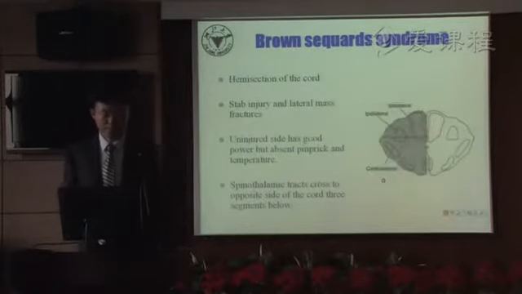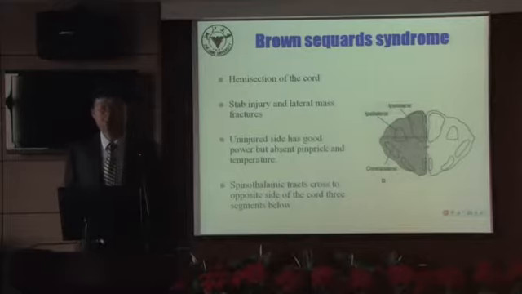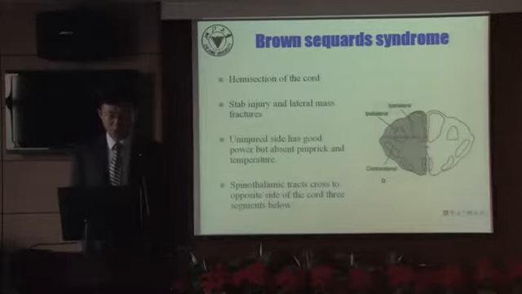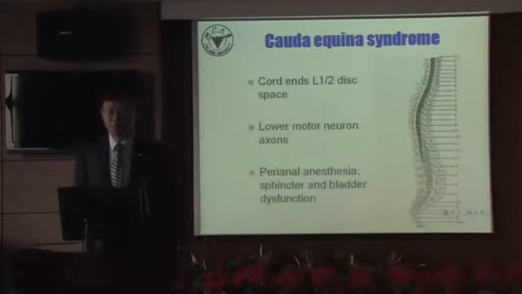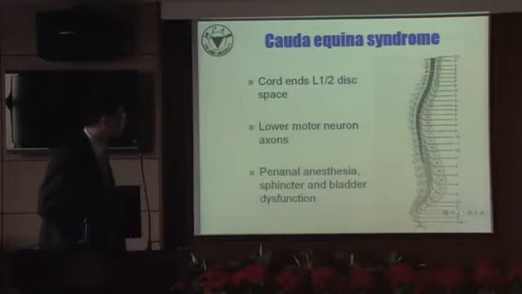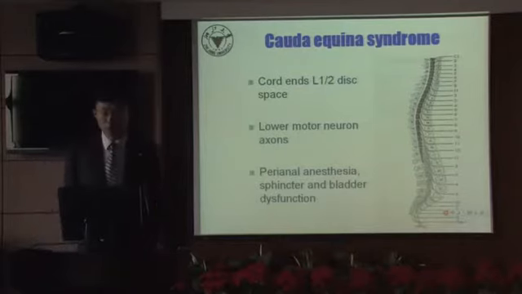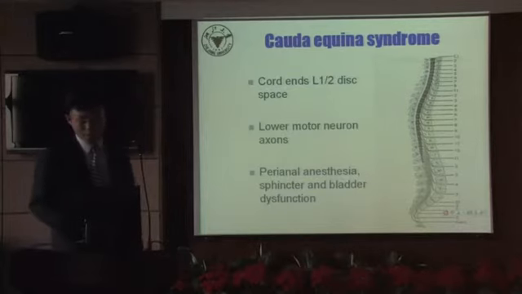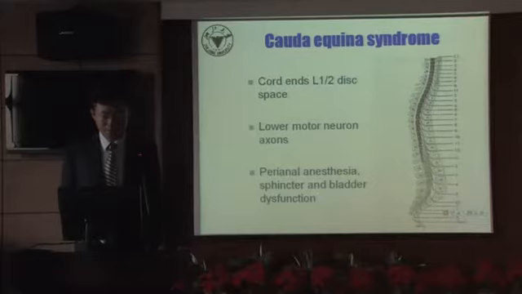Brown-Sequard syndrome: hemisection of the cord, unstable injury and lateral mass fractures. On the injured side there is good power and absent pinprick and temperature. Spinothalamic tracts cross to the opposite side of the cord three segments below. Cauda equina syndrome: the cord ends at the lumbar 1 or 2 disc spaces. Lower motor neuron signs, perianal anesthesia, sphincter and bladder dysfunction.